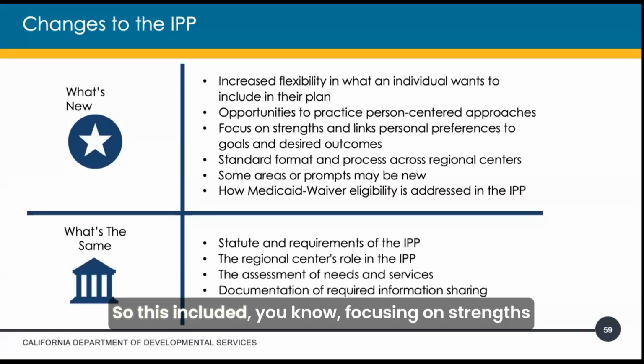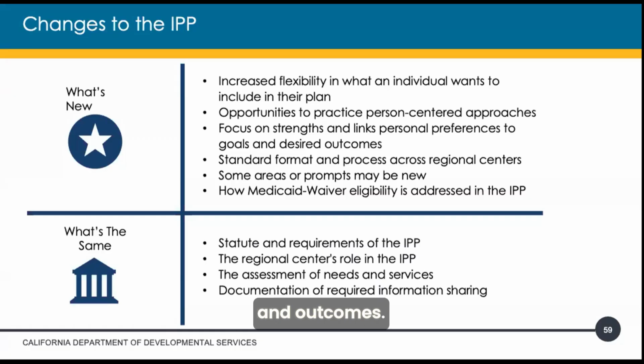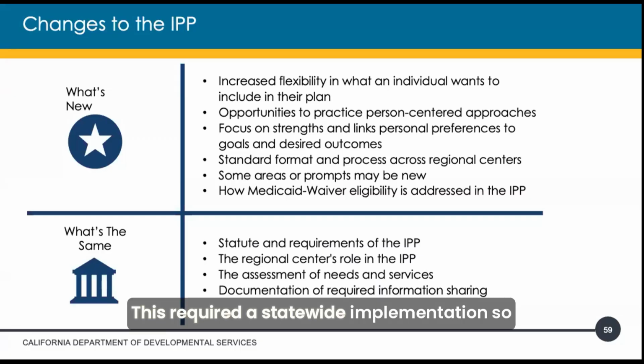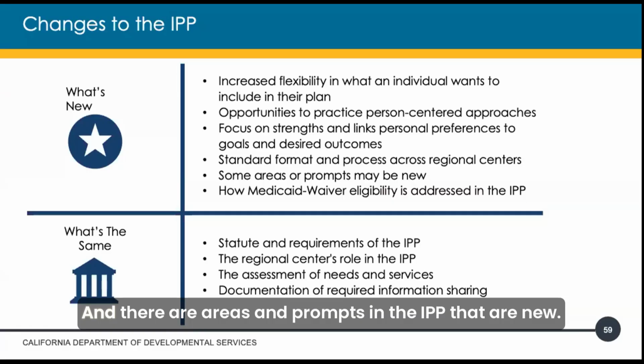So this included focusing on strengths and linking personal preferences to goals and outcomes. Additionally, this required a statewide implementation so that all regional centers are using the same plan. So it was consistent and standardized across the 21 regional centers. And there are areas and prompts in the IPP that are new.